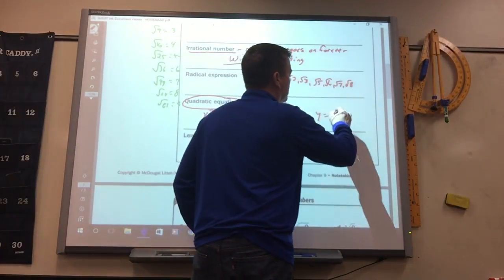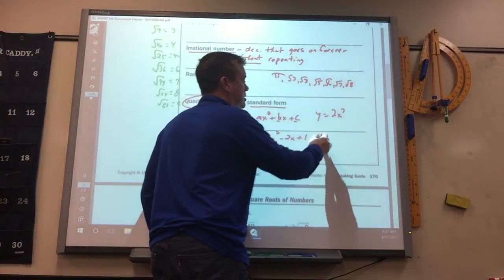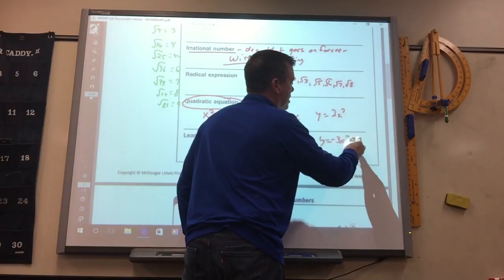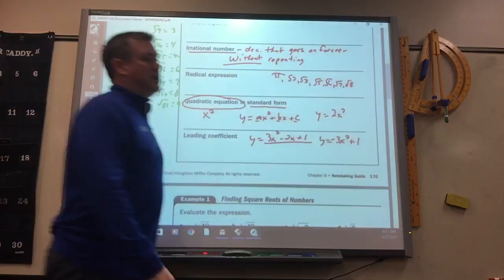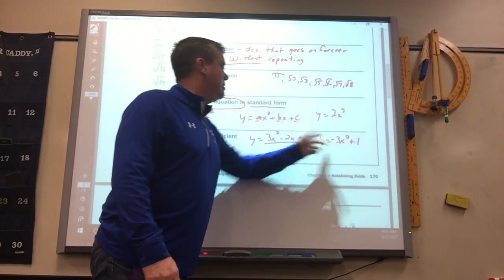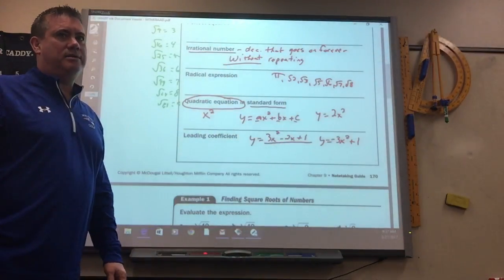You could have y equals 2x squared. That's quadratic. Y equals negative 3x squared plus 1. That's quadratic. Or you could have all three of them. That's quadratic. If it's ever got an x squared, that's what makes it quadratic.